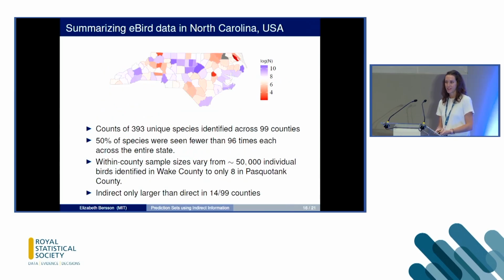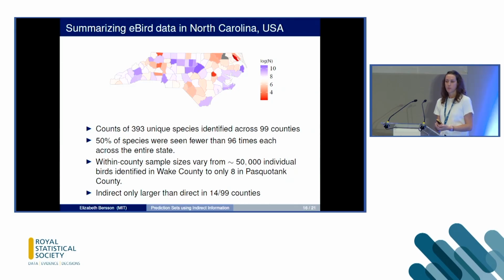Okay, so back to our eBird data. We want to summarize these data across counties in North Carolina. So we have counts of around 400 unique species across the 99 counties in the state. There's some sparsity in the sample, so a lot of the species were seen very infrequently across the state. And again, as I mentioned at the beginning, there's a wide range of sample sizes within the counties. Some counties have over 50,000 individual birds identified, while others have as few as 8.